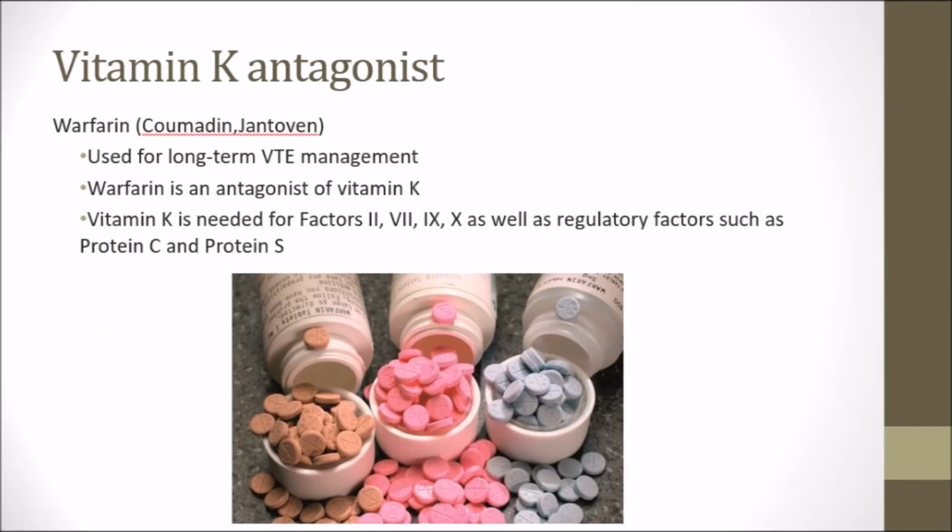Vitamin K antagonist. This is the one and only warfarin, also known as Coumadin, also known as Jantoven, and it's most commonly used for long-term VTE management. It is an antagonist of vitamin K in the body, and vitamin K is a precursor to the clotting factors in the body, along with protein C and protein S. As you can see from the picture below, warfarin comes in a lot of different colors, and it comes in many different doses depending on what the patient needs.